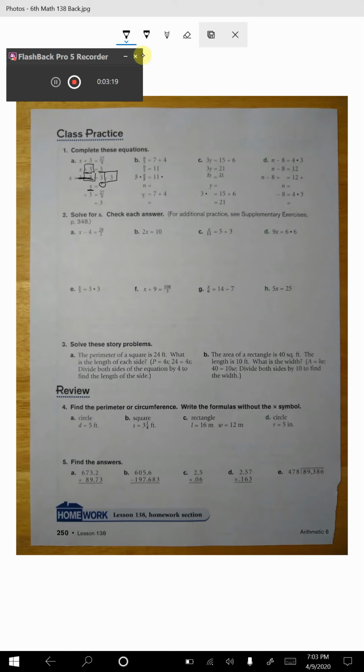Because now I can put that 0 in place of the x. And 0 plus 3 is 3, which equals 27 over 9, which is 3. Okay, remember this from last year?